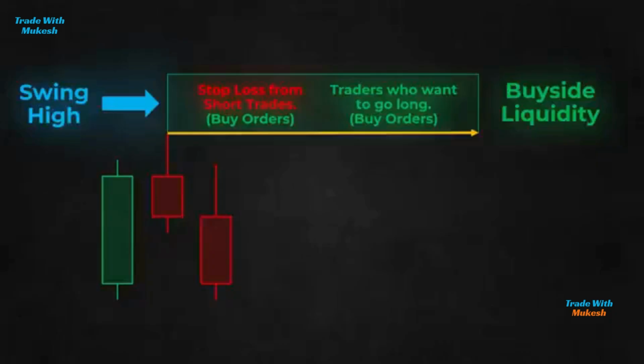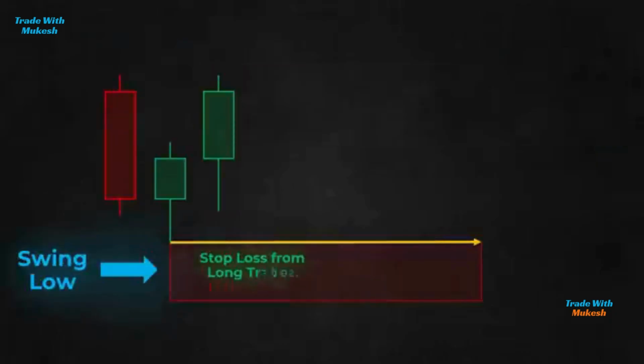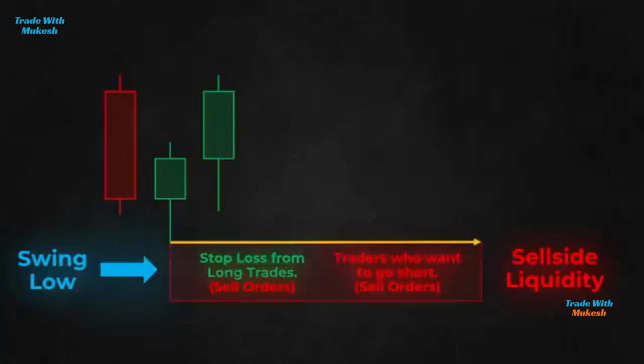Just below a swing low, there are a lot of stop loss orders from long trades, which are sell stop orders, and there are also a lot of sell stop orders from traders who want to go short if price surpasses the swing low. In ICT terms, this level represents sell-side liquidity. The identification of buy-side and sell-side liquidity levels is important in many ways in the ICT method. Let's move on to a real price chart and observe examples of buy-side and sell-side liquidity levels.